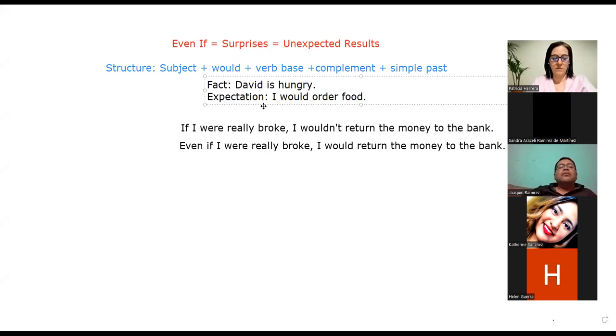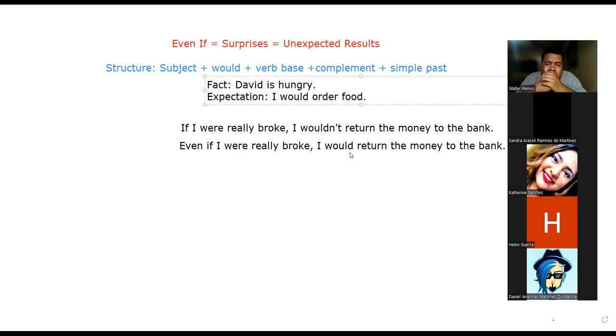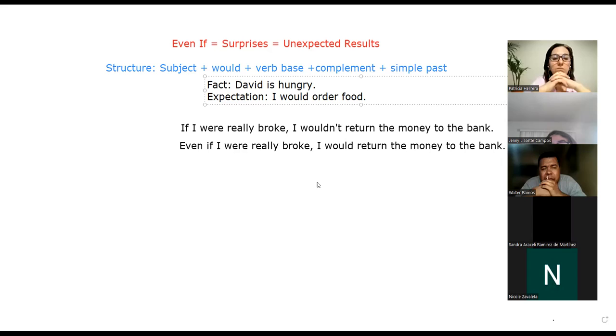All right, Catherine, what do you have? Okay, very good. Helen. He wouldn't finish the task on time, even if we helped him. Very good. That's a good example. Daniel, what do we have? Okay. Even if David were really hungry, he wouldn't eat anything because he's still on a diet. Okay, very good. Exactly. Very good job. You got it, guys.